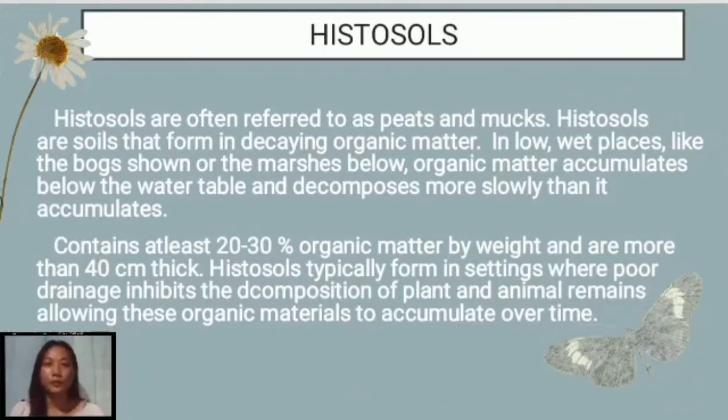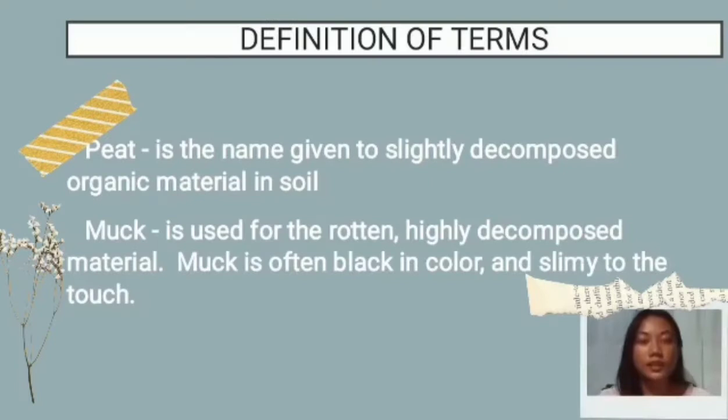Histosols are soils that form in decaying organic matter. This can be found in low wet places like the bogs shown or the marshes below. Organic matter accumulates below the water table and decomposes more slowly than it accumulates. Histosols also contain at least 20 to 30% organic matter by weight. Here are the definitions of terms. Peat is the name given to slightly decomposed organic material in soil. Muck is used for rotten, highly decomposed material, and muck is often black in color and slimy to the touch.